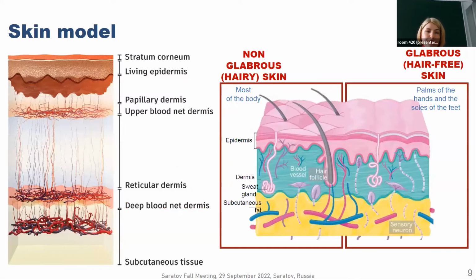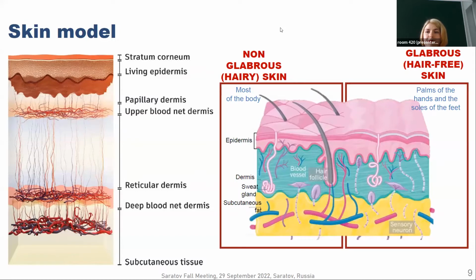So in the present work, we simulated the optical radiation propagation in the model of the human skin, represented as a three-dimensional semi-infinite medium divided into several layers with different optical properties. This simulation was done for two types of skin, namely non-glabrous or hairy skin and glabrous skin.